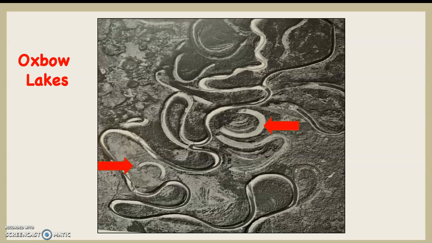Then if you take a look at this picture, you can see these oxbow lakes that I pointed at with the red arrows. But if you look carefully, you can see meander scars on this photograph. You can see other oxbow lakes. This is what happens when you have a meandering stream.